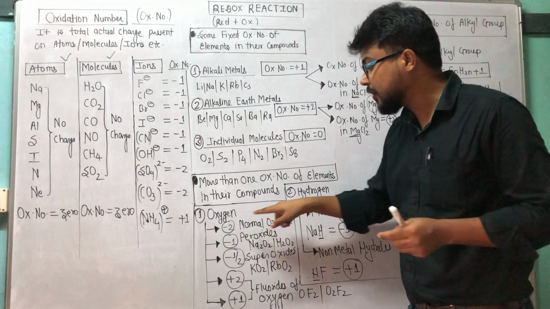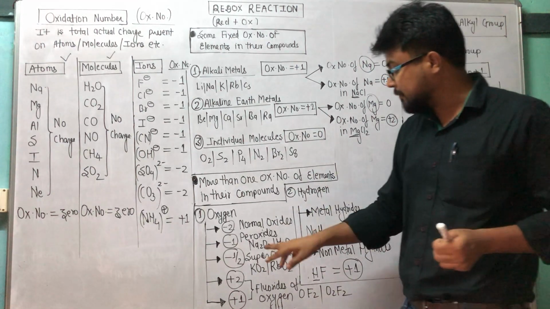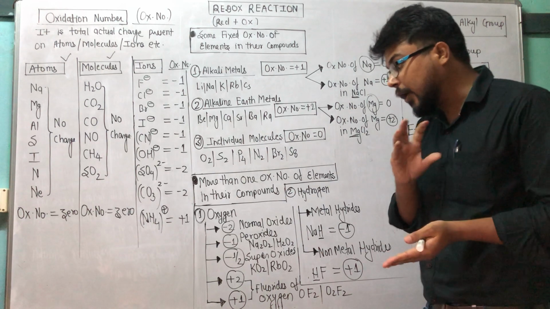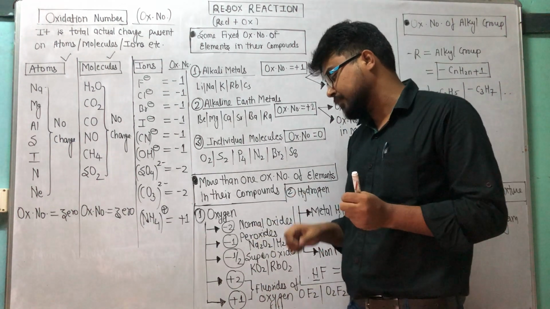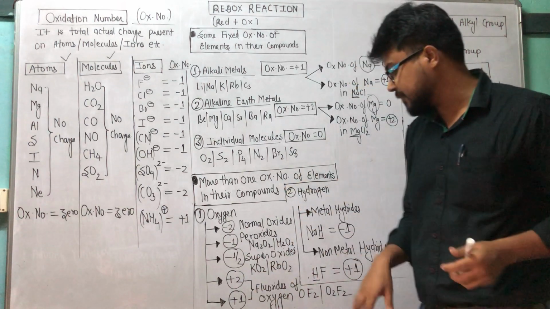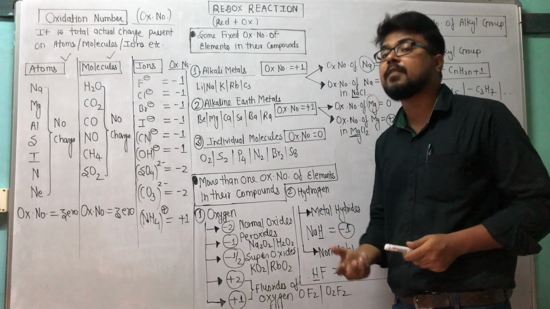In normal oxide, the oxidation number of oxygen is -2. In peroxide, the oxidation number of oxygen is -1. In superoxide, the oxidation number of oxygen is -1/2, and the oxidation number of oxygen is +2 or +1 in the compounds named fluorides of oxygen.